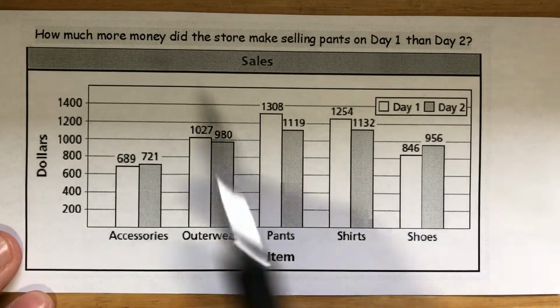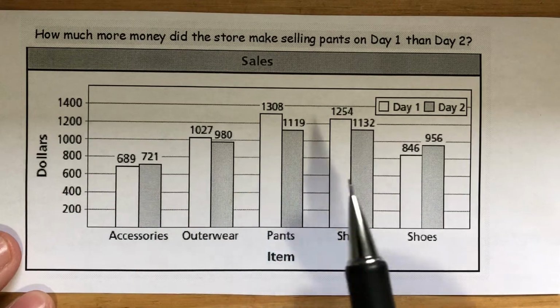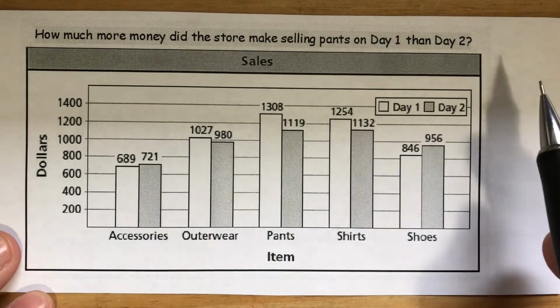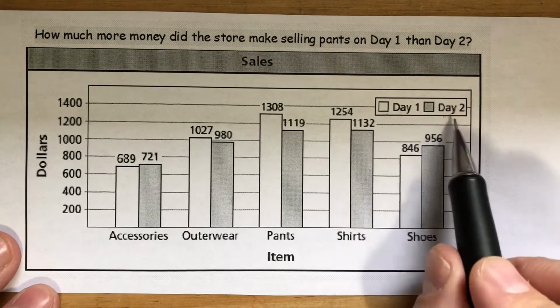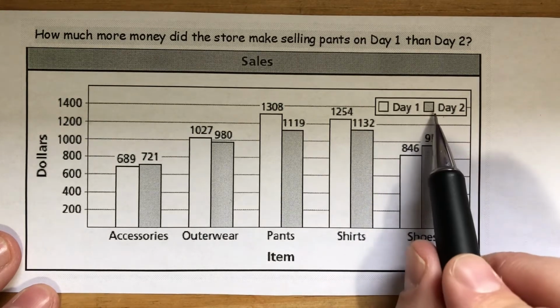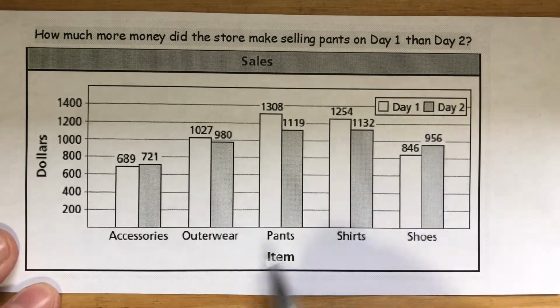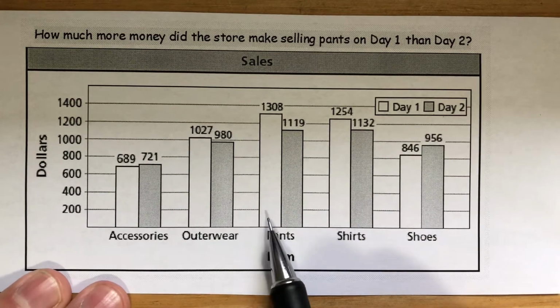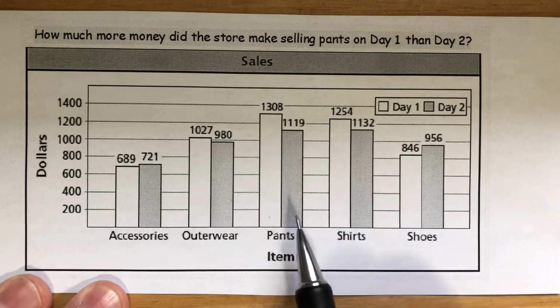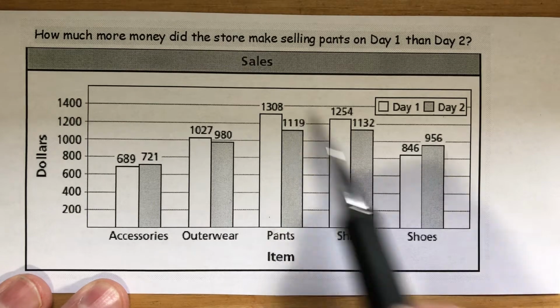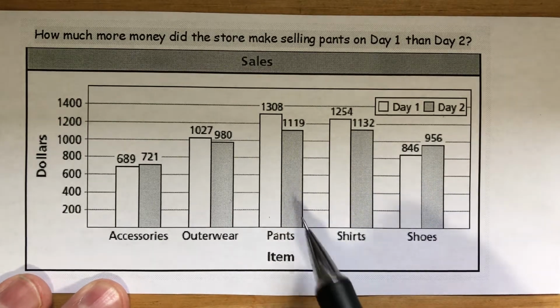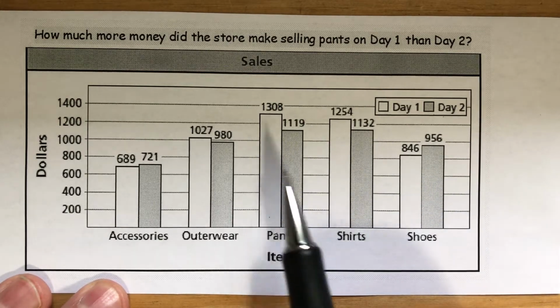So in this case, it wants to know how much more money the store made selling pants on day 1 than day 2. We can see that this key up here shows us that day 1 is white and day 2 is gray. So when we look at the category pants, you can see the white category says 1,308 and the gray category 1,119. And we can simply subtract to find out how much more money they made selling pants on day 1 than day 2.